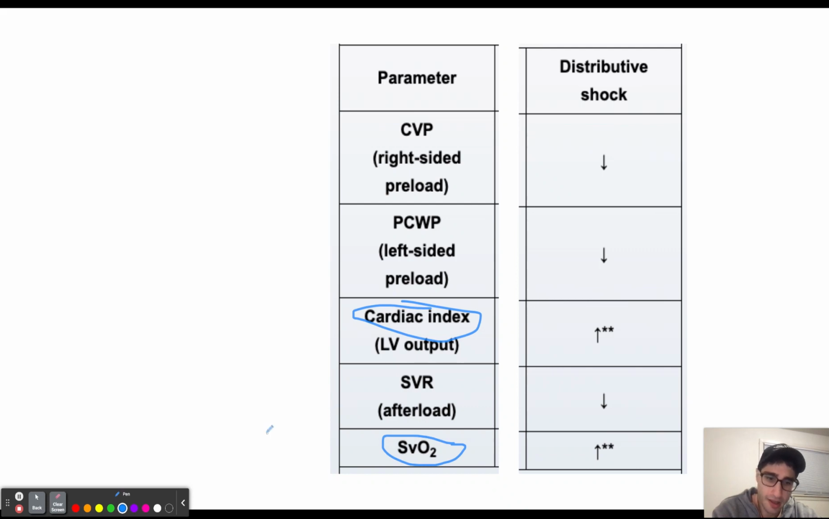So that is what is important to differentiate with neurogenic shock. With neurogenic shock, we actually have a decrease in cardiac index and mixed venous oxygen saturation because we do not experience an increase in sympathetic drive.